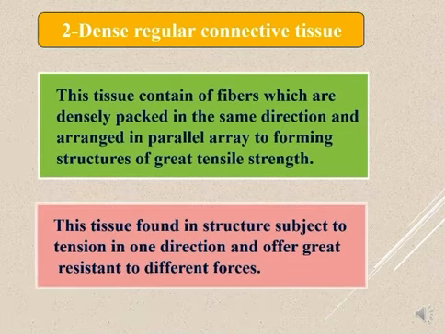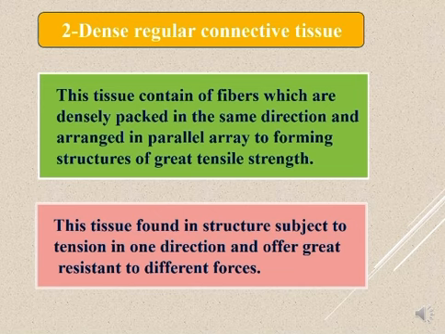This tissue contains fibers which are densely packed in the same direction and arranged in a parallel array, forming structures of great tensile strength. إذا الصفة اللي تشترك بها مجموعة الدنس regular إنه المكون الرئيسي هو الفايبرز على حساب less amount of ground substance, less number of cells. ونلاحظ إنه هذه الفايبر densely packed باتجاه واحد تكون متراصة parallel to each other.